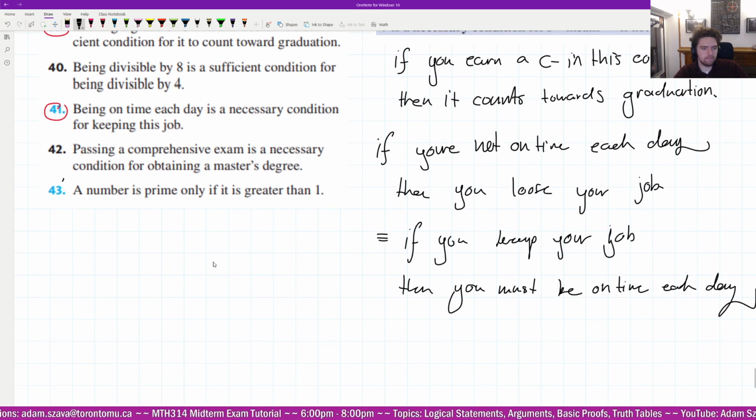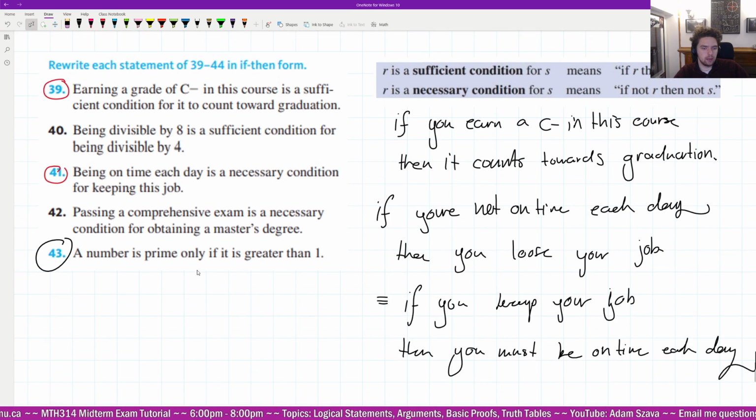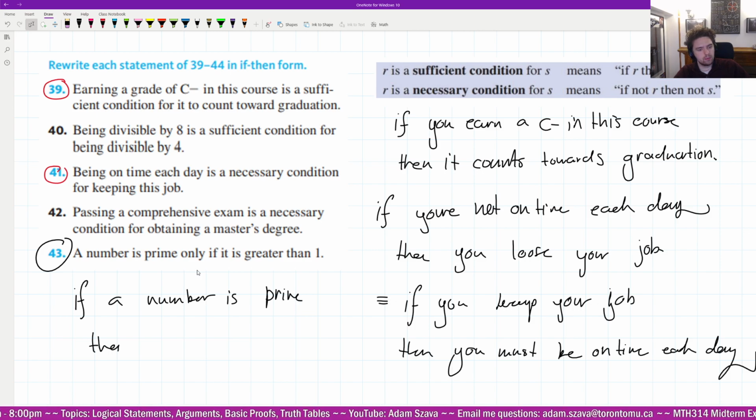43. A prime number is prime if it is greater than 1. So if a number is prime, then it is greater than 1.